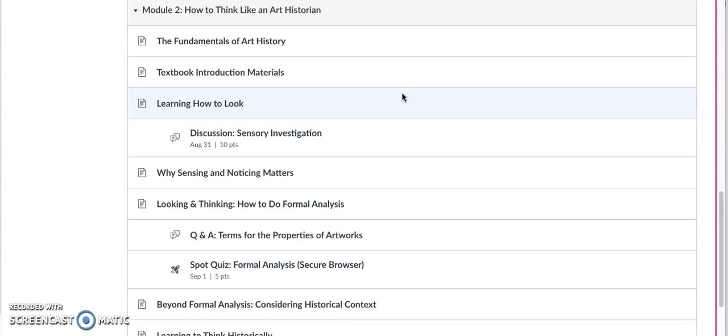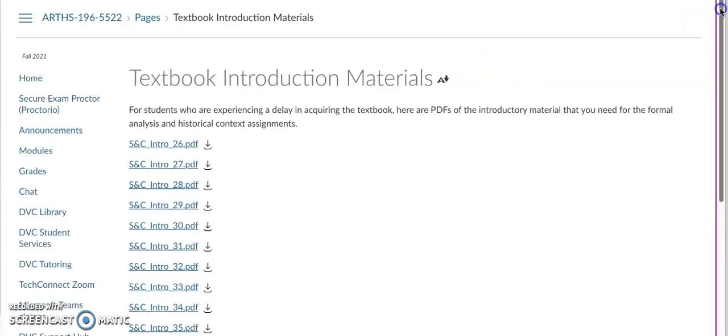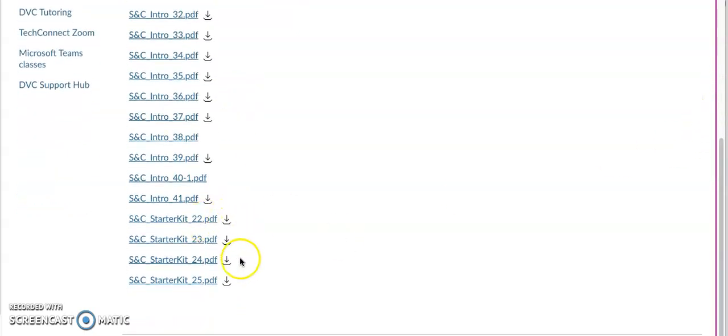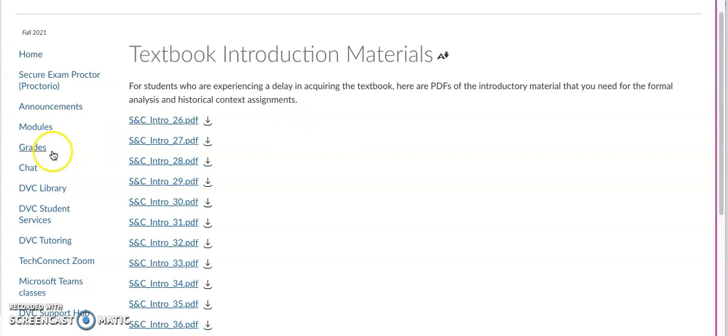We work closely in this module with the textbook. The textbook functions as a kind of dictionary and guide. One of the reasons I chose this one is because they do a very good job with the fundamental skills, terms, and concepts. Some of you may not have yet been able to acquire the textbook, so I have posted PDFs of the introduction, as well as what's called the starter kit section. Both of those are going to be used in the discussions, assignments, and quizzes in this module.